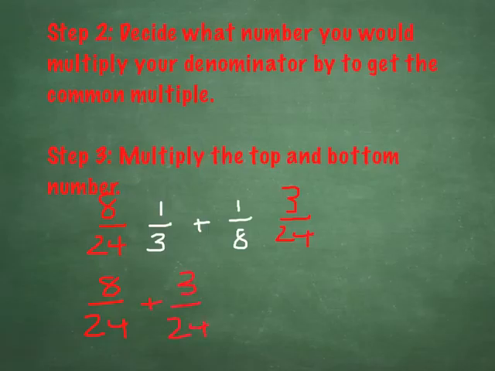24ths. And I can easily add that up. 8 plus 3 is 11, and I'm going to keep my same denominator, so my solution, or my sum, is 11/24ths.